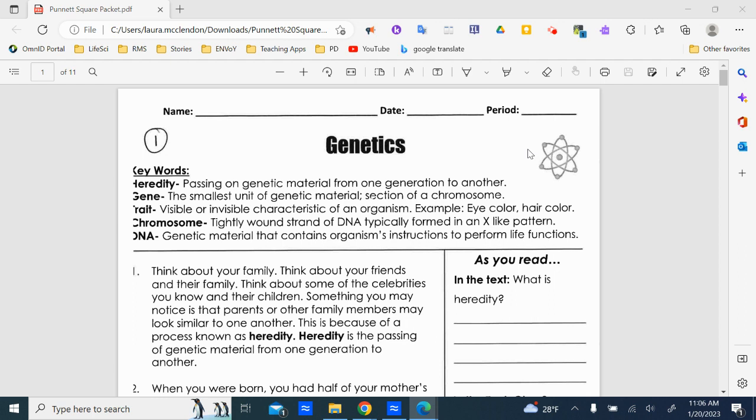Chromosome: a tightly wound strand of DNA, typically formed in an X-like pattern. DNA: genetic material that contains organisms' instructions to perform life functions.